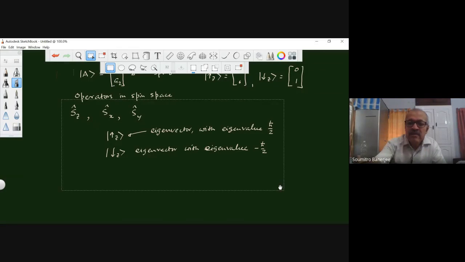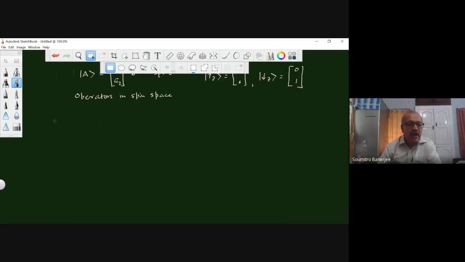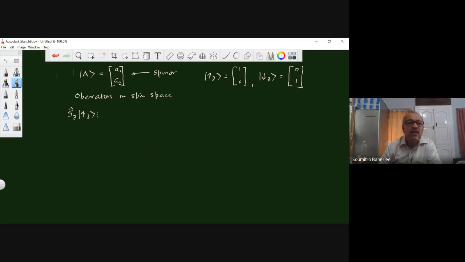So this means that S_z operating on up z should give the eigenvalue times up z. This means the eigenvalue times 1, 0. That is the expression for this matrix. Similarly, S_z operating on down z gives minus h cross by 2 as eigenvalue, so S_z down z is equal to minus h cross by 2 times 0, 1.